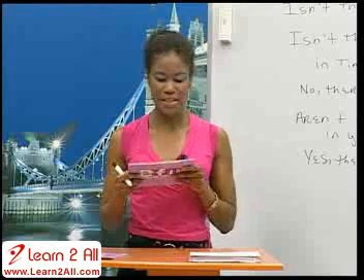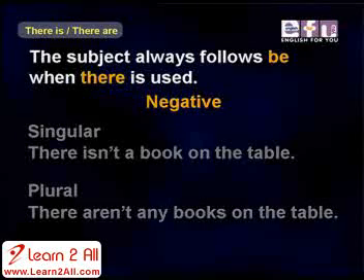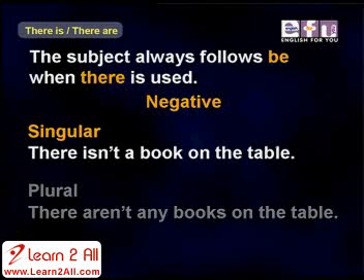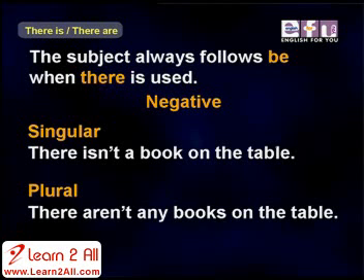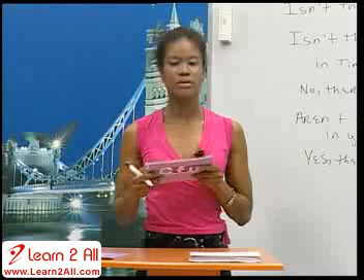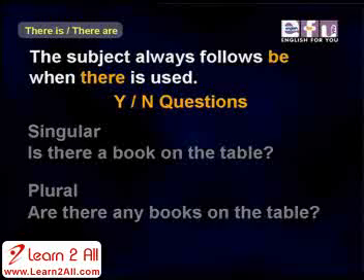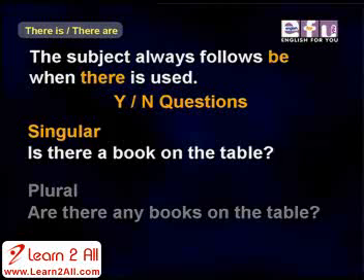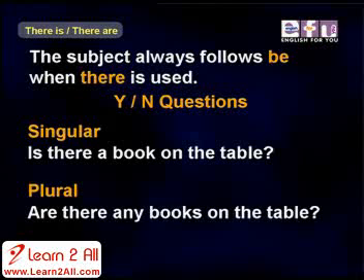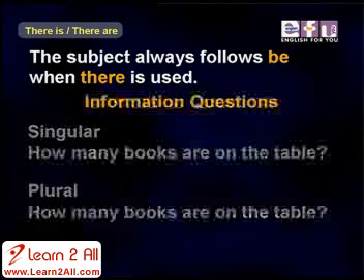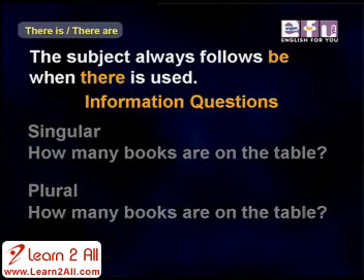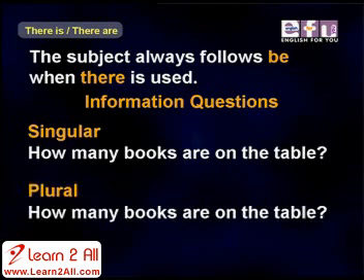Here's an example of negative. Negative singular. There isn't a book on the table. Negative plural. There aren't any books on the table. Yes, no questions. Singular. Is there a book on the table? Yes, no question, plural. Are there any books on the table? Now, how about information questions? How many books are on the table? Plural. How many books are on the table?